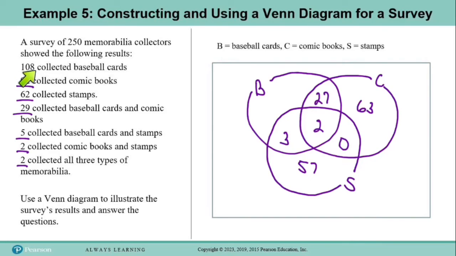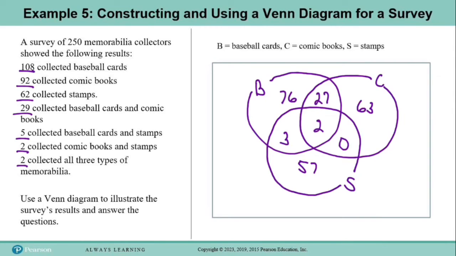And then we know that there are 108 people who collect baseball cards. If we look at the baseball card circle, we've got 27 plus 2 plus 3. That's a total of 32 people already accounted for out of that 108. So 108 minus the 32 gives us 76 people who collect only baseball cards.